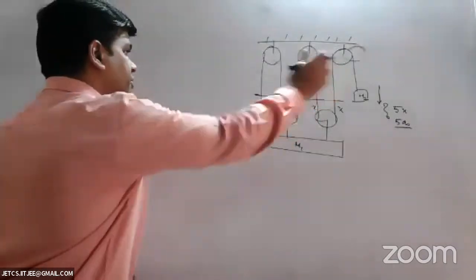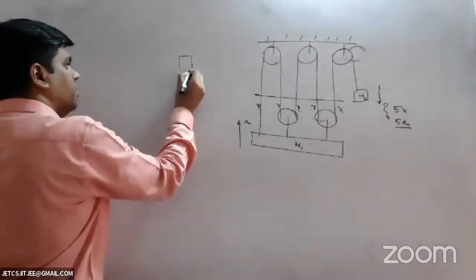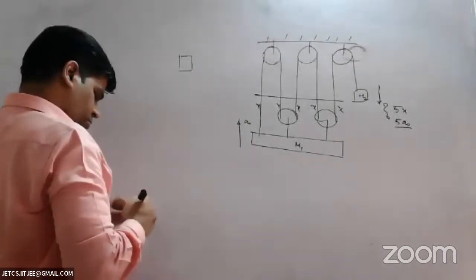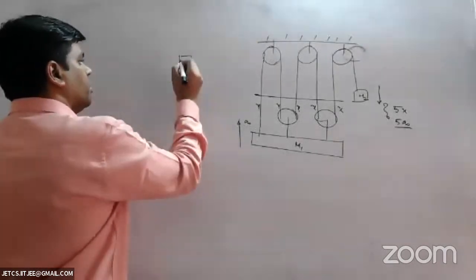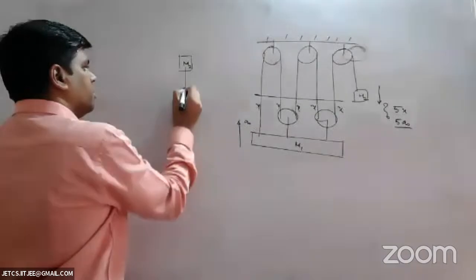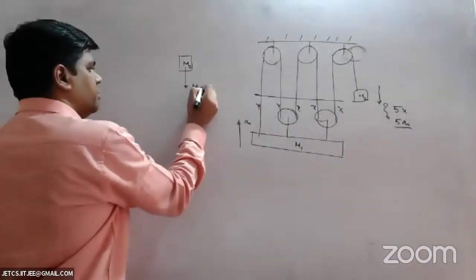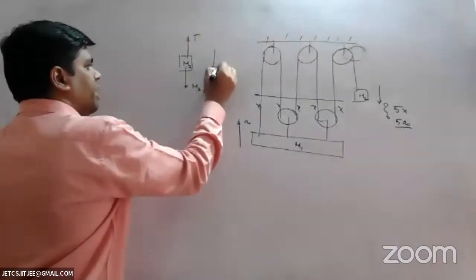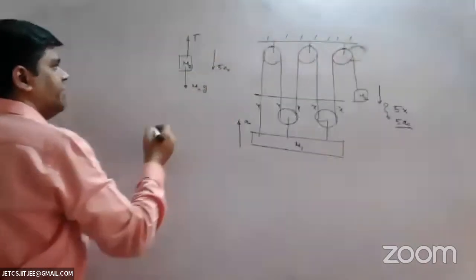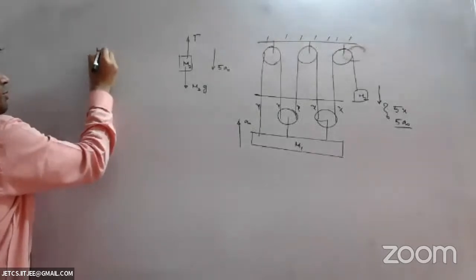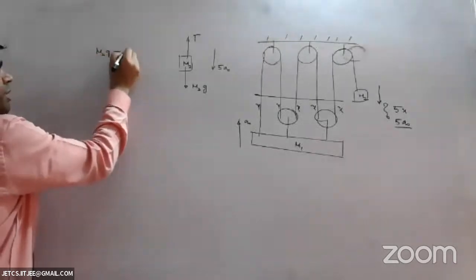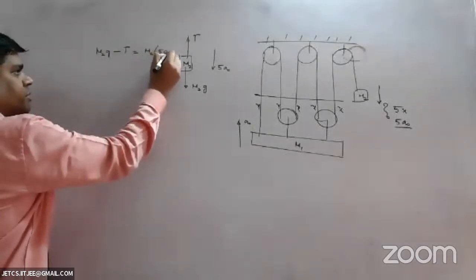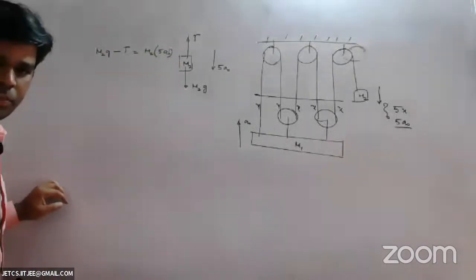All right. Now I'll draw the FBD of M2. So M2G downwards, tension T upwards, acceleration 5A naught downwards. So the FBD is complete. I'll write the equation as M2G minus T is equal to M2 times 5A naught.